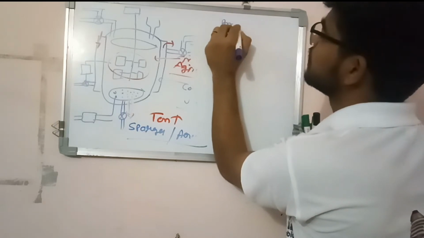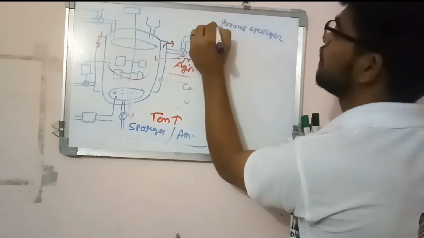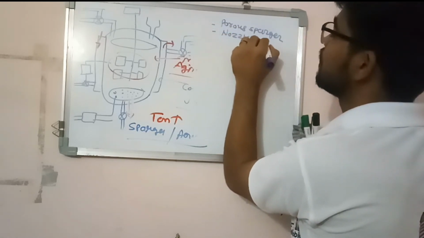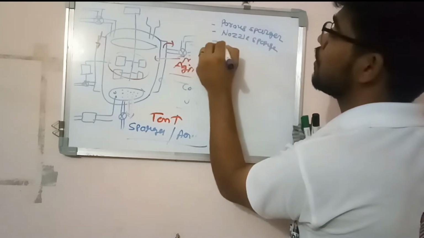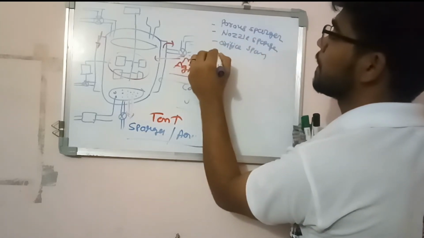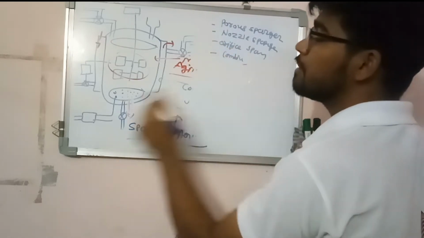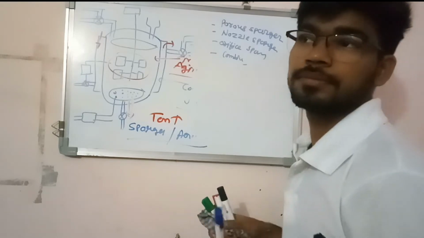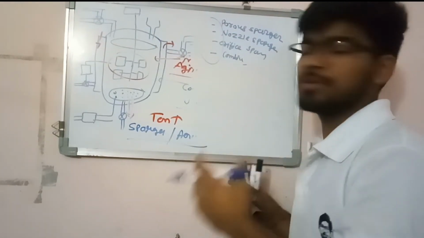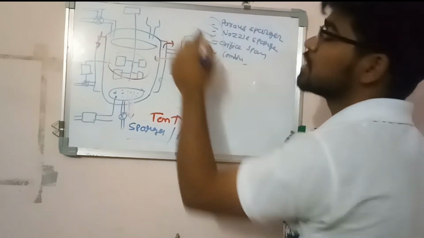porous sparger, nozzle sparger, orifice sparger, and the fourth one is a combined sparger, combined with the impeller. So these four different types of sparger may be used, and one of them is used. The best choices are the orifice sparger and the nozzle sparger.